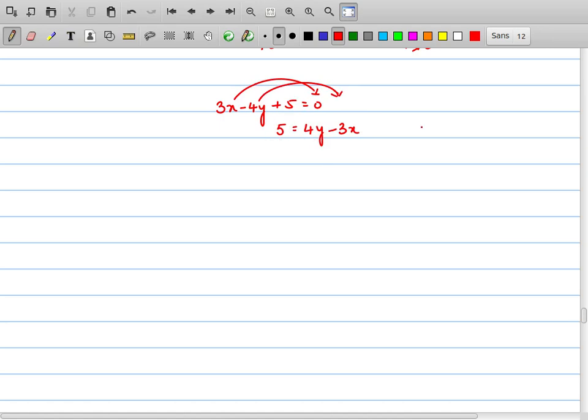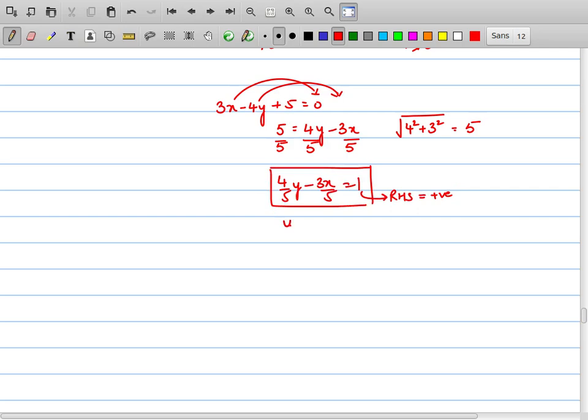Now we'll see the coefficients of x and y, square them and add them. What do we get? We get 5. We divide by 5 throughout. What do we get? 4y by 5 minus 3x by 5 equals 1. This is your normal form. The right hand side is positive.